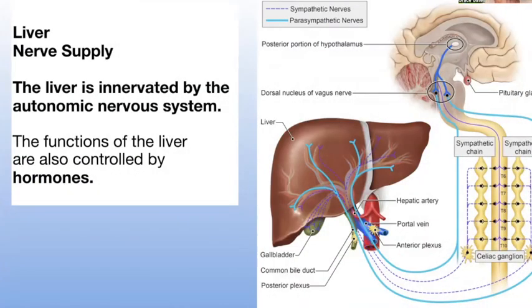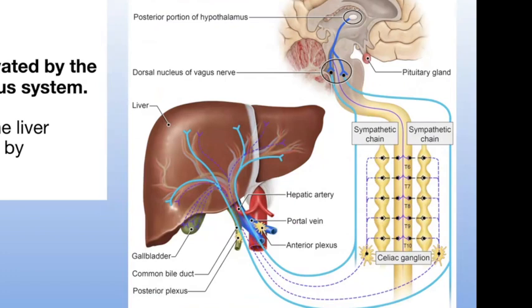The liver is innervated by the autonomic nervous system, and the function of the liver is also controlled by hormones. You can look at the picture here showing you the sympathetic nervous system and the parasympathetic nervous system.